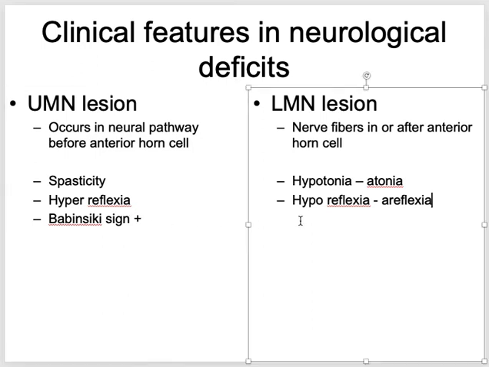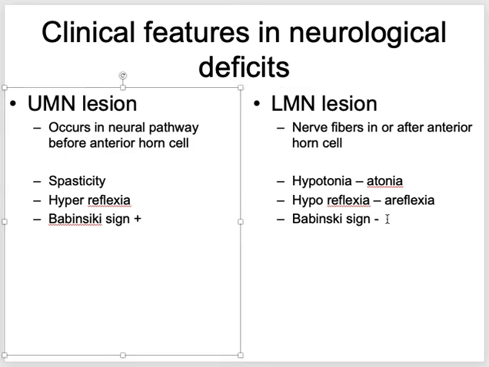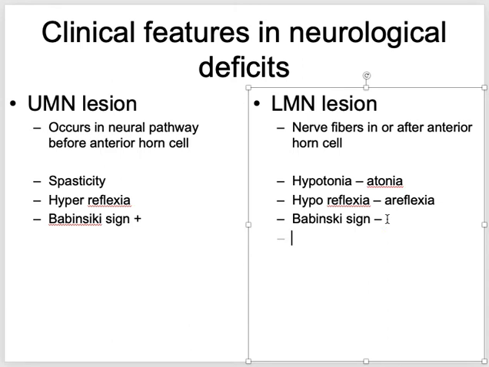Babinski sign is positive. But whenever you check someone who has a lower neuron type of lesion, their Babinski sign will be negative. Or the other way to say this is what? Plantars will be downgoing. Okay.